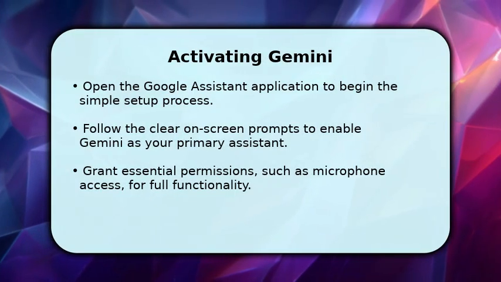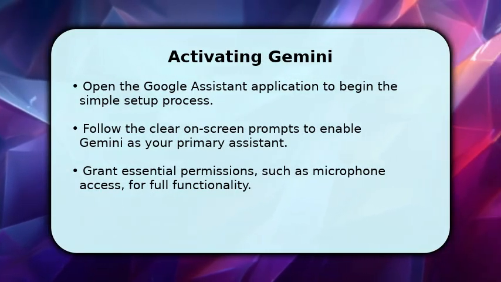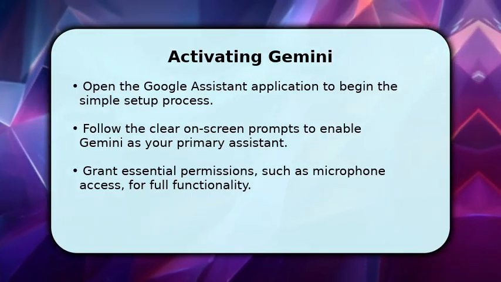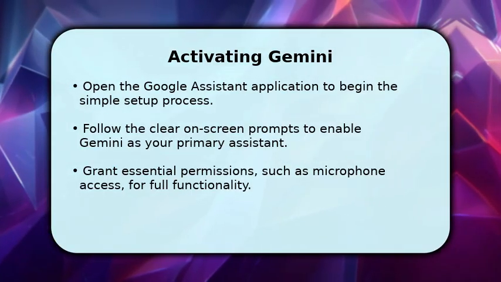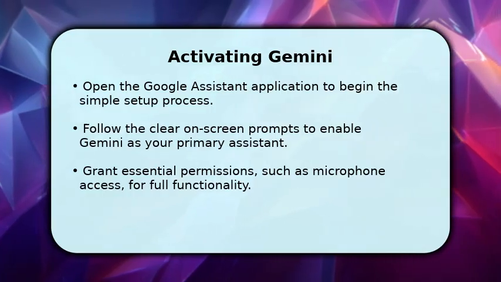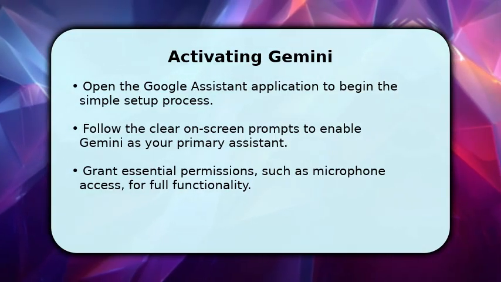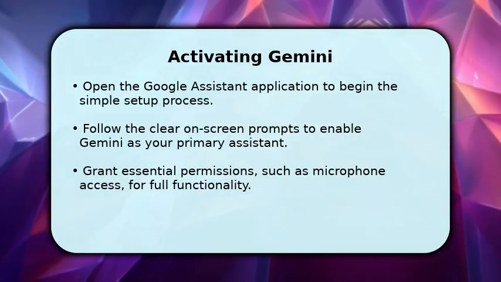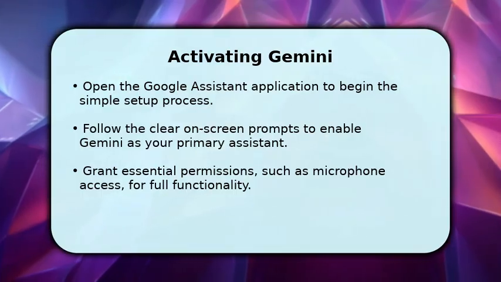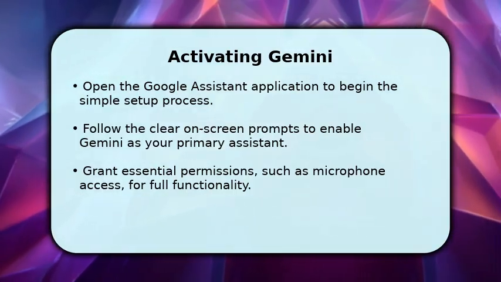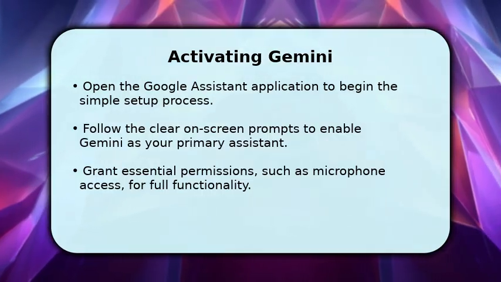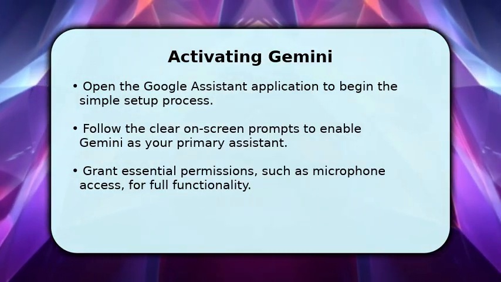Activating Gemini on your Motorola device is a straightforward process. First, simply open the Google Assistant application on your phone. From there, you'll be guided through a few easy on-screen prompts to enable Gemini and set it as your default assistant. Remember to grant any necessary permissions, like access to your microphone, so Gemini can fully understand your voice commands and provide the best possible assistance.